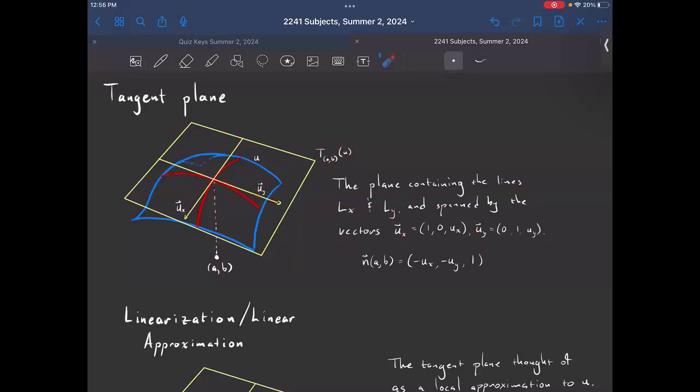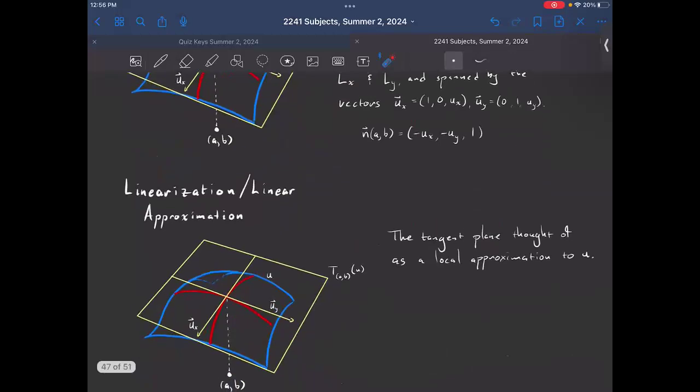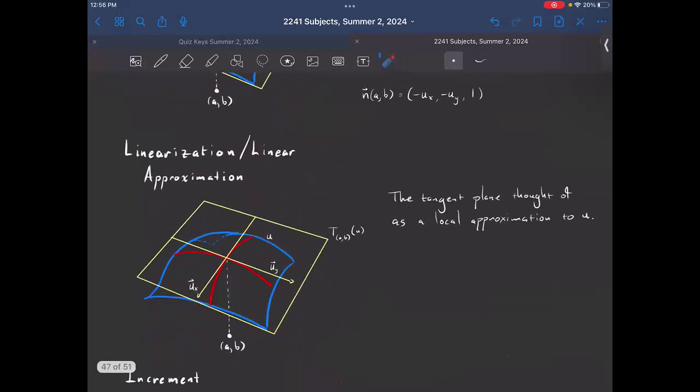If these are tangent, then their cross product is tangent to both of them, and thus must be normal to the surface at that point. So it's normal to the tangent plane. And this is the formula for that normal vector. Okay, so the linearization is the exact same thing, but you just think of things a little differently.